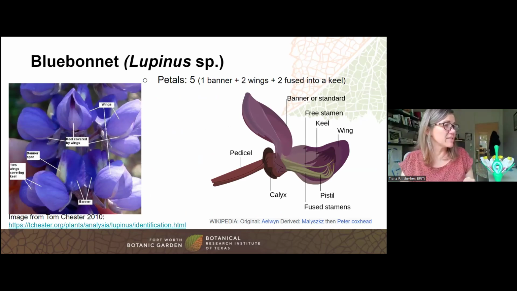Okay, so another 2 pictures here. On the left-hand side, you have got the corolla identified, or the parts of the petals, right, identified here. And this is an image from John Chester, 2010. That's his website. It's quite great. That is not Lupinus texensis, I don't think. Okay, so in this picture, let's see, where do we start? Yeah, let's start on the left-hand picture, the actual photograph.